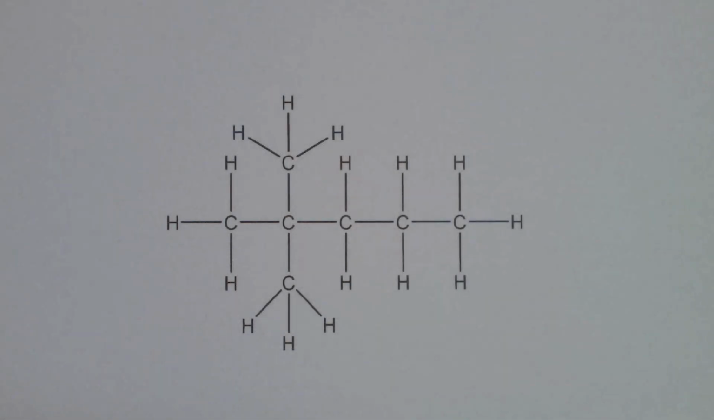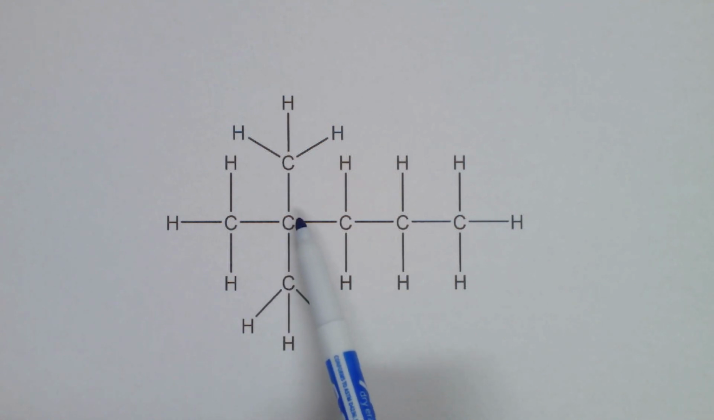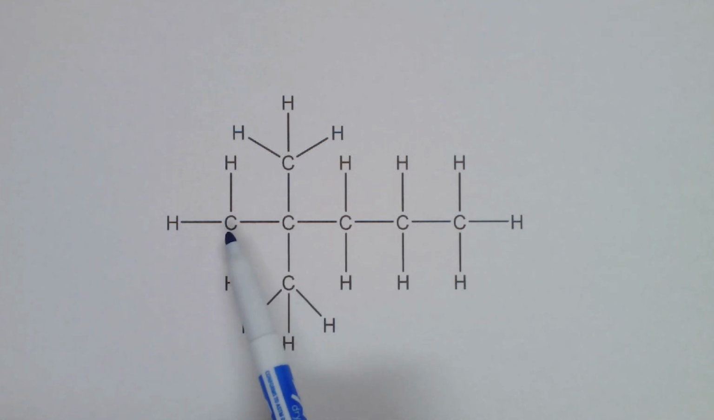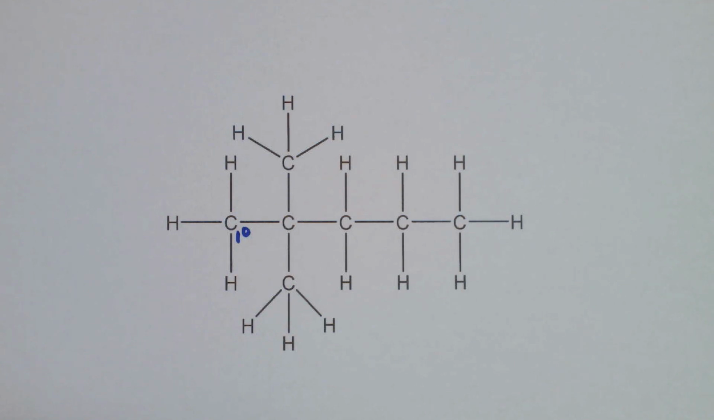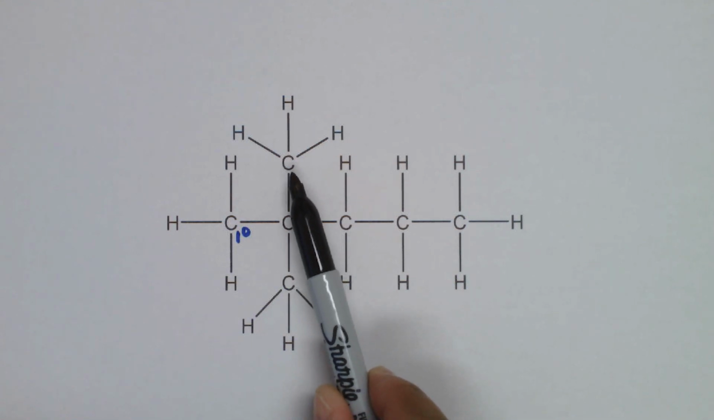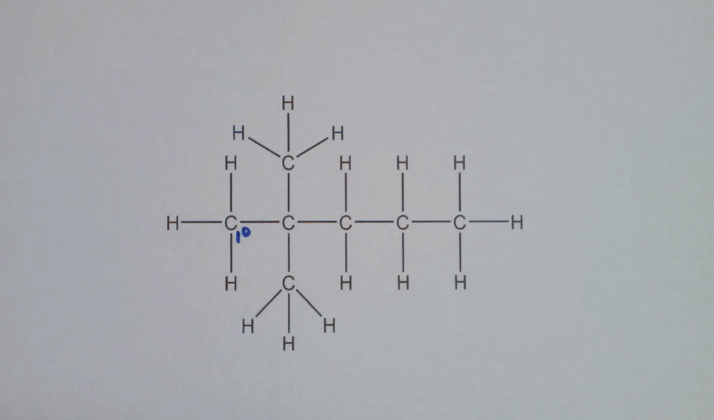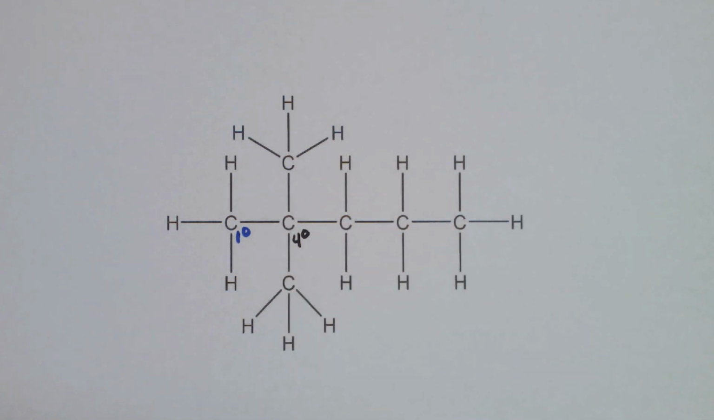So let's do an example here where we classify carbons and hydrogens in this alkane. We'll start on the left. This carbon atom right here is bonded to only one carbon atom, and that's going to make this carbon atom a primary carbon. I'll label it as primary. The second carbon atom is actually bonded to one, two, three, four carbon atoms, and that will make it a quaternary carbon.